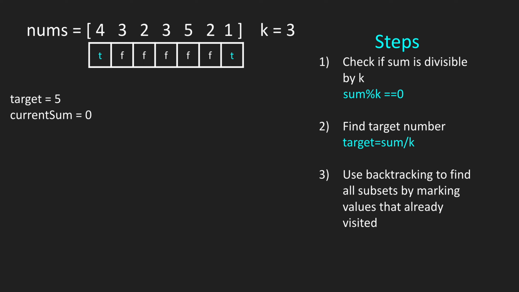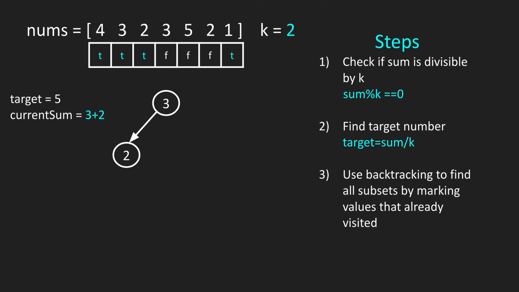Again, we generate our tree one more time, starting from the beginning, but we cannot use the first index, and we set our current sum to 0 because we are looking for a new subset. We cannot use the first one because we already used it, so we start from the second one. We start from 3, and we generate all possible scenarios again. 3 plus 2 gives us 5, which is exactly equal to 5.